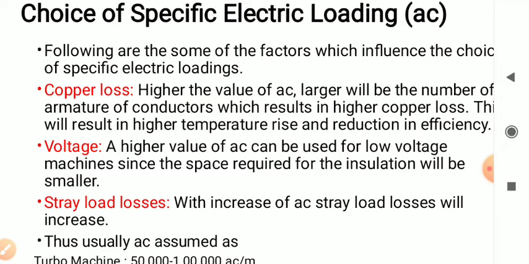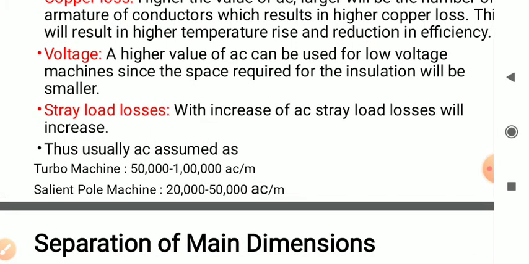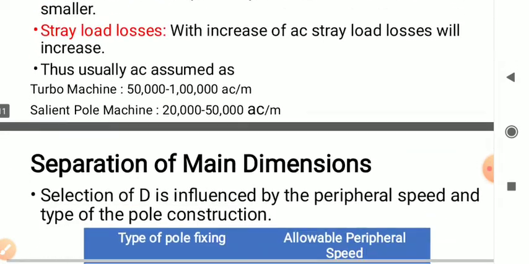And a higher value of the specific electric loading can be used for low voltage machines, since the space required for the insulation will be smaller. And with an increase in the specific electric loading, load losses will also increase. And because of that, the choice of the specific electric loading is between 50,000 to 1 lakh for the turbo machines, that is high speed machines, and between 20,000 to 50,000 ampere conductor per meter for salient pole machines.